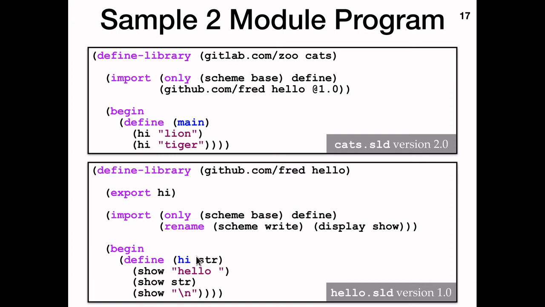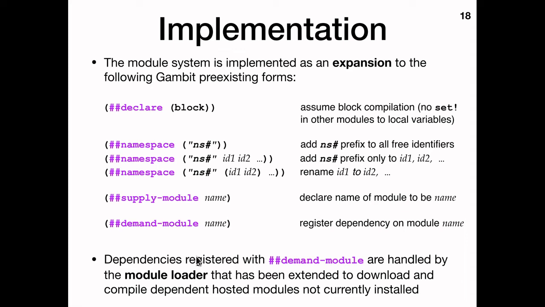How is this define-library implemented in Gambit? It's implemented using some pre-existing forms in Gambit. It uses the declare block. The declare block assumes no block compilation, which means there's no set! in other modules to local variables. The namespace is used in the implementation of define-library. It specifies the global namespace of the library, and it is used to import symbols from other libraries.